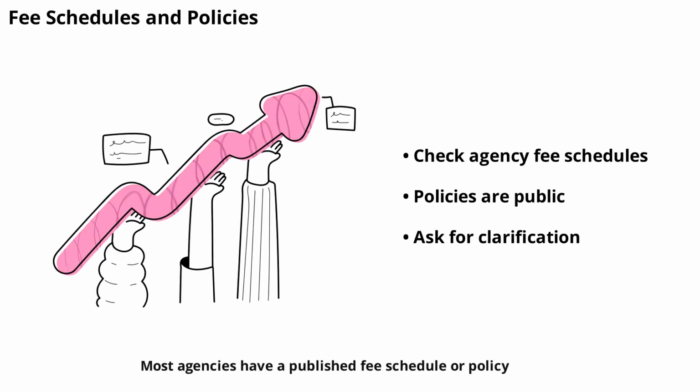Most agencies have a published fee schedule or policy that outlines exactly what they charge for records requests. These schedules are often available on the agency's website or by request. Reviewing the fee schedule before submitting your request can help you estimate costs and avoid surprises. If you have questions about specific charges, agency staff can usually provide clarification or guidance on how fees are calculated.